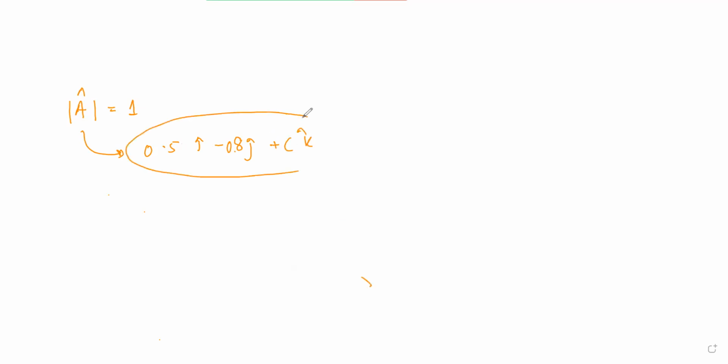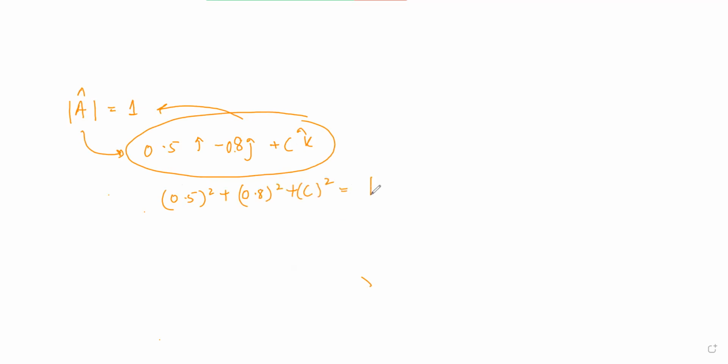So in question number 7, we know that if this is any unit vector, the magnitude of that unit vector A cap should be equal to 1. The magnitude of a unit vector is how much? 1. And this is given as 0.5 i minus 0.8 j plus c into k. This is a unit vector, okay? Which means the magnitude of this should be equal to 1. And what will be the magnitude? Square root of 0.5 squared plus 0.8 squared plus c squared, correct? Should be equal to 1, right?